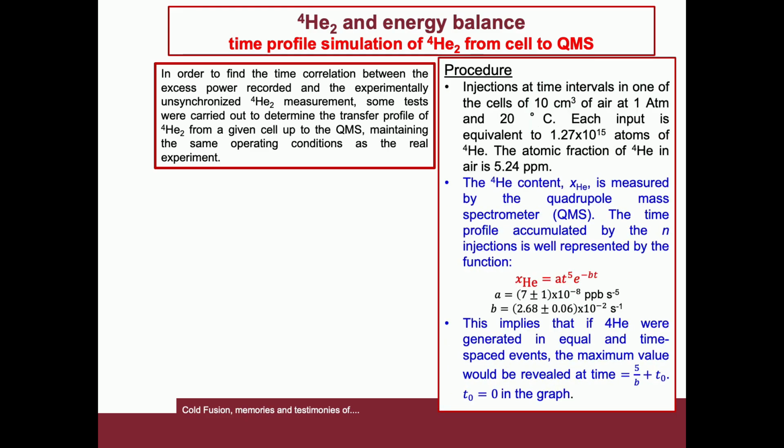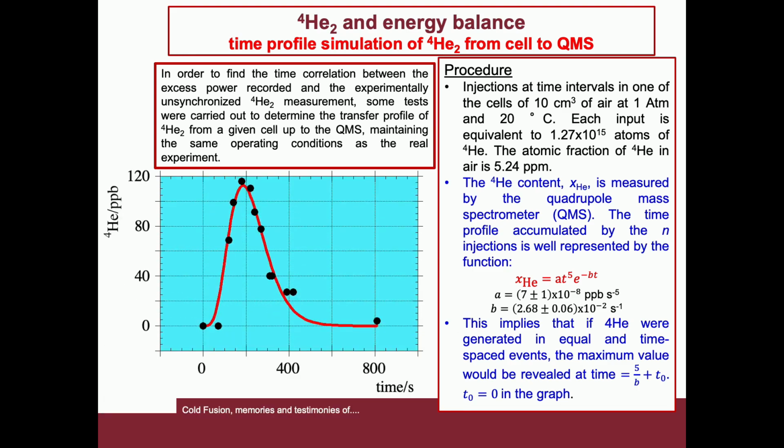The procedure consisted of injection, at intervals of time, into one of the cells of 10 cubic centimeters of air at atmospheric pressure and at 20 degrees C. The input is equivalent to 1.27 10 to 15 helium atoms. The atomic fraction of helium in air is 5.24 parts per million. The helium content is measured by the quadrupole mass spectrometer.